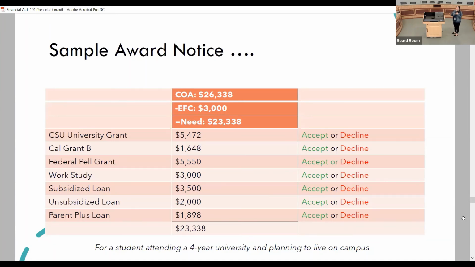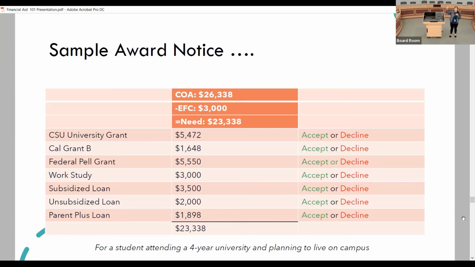So Sonoma had to go into all their pots of money, and they said, okay, we've got to find Layla $23,000. So they're going to give her a CSU university grant for $5,000. Look, she got a Cal Grant B. She got some Pell Grant. She didn't get the whole thing, but she got some of it. They offered her work study and student loans. So now she gets to go through that and decide, is this enough money for me to go to school? So I tell students, when you get your financial aid award, you need to make sure you have money for 3 things: tuition, fees.